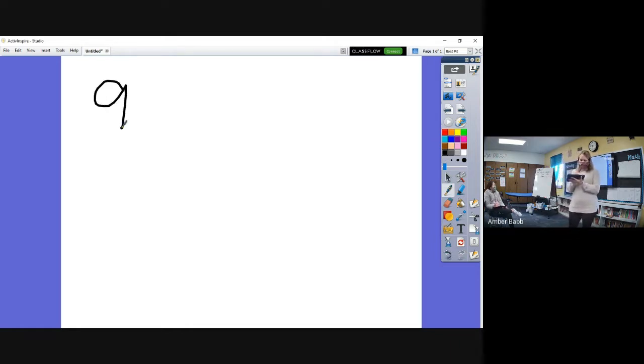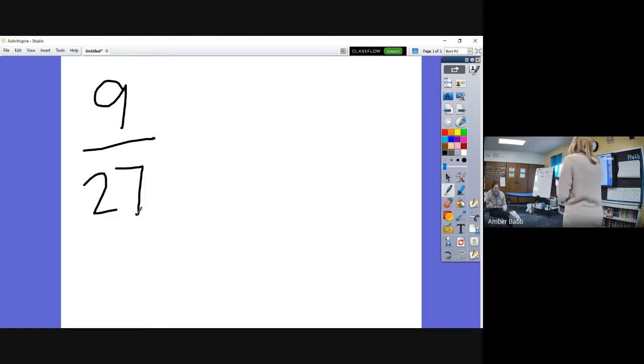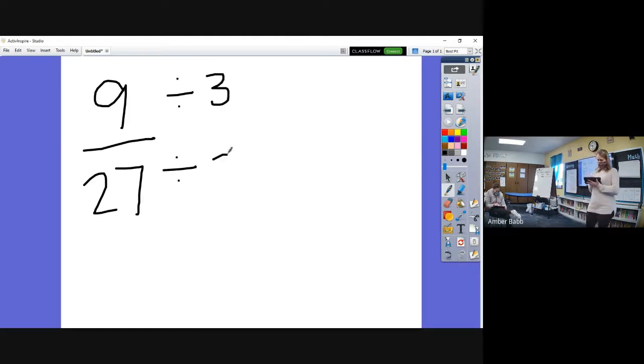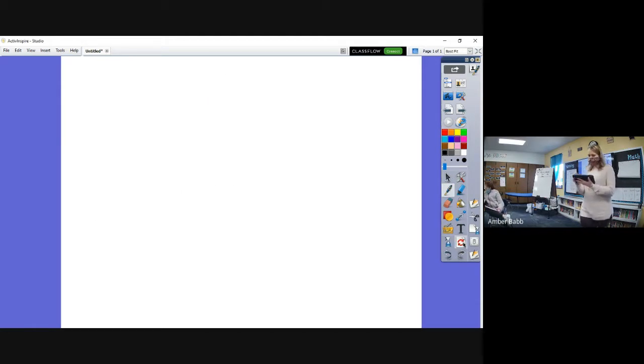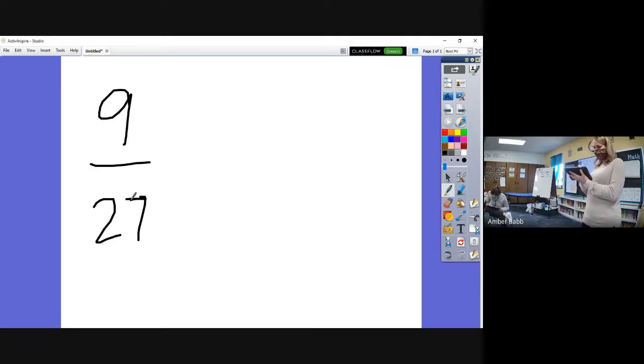So if I said, what could I divide both of these by? 3. I could divide both of these by 3. Although I'm hearing some friends say 9. Some friends are saying divide it by 9. Yes, you could.